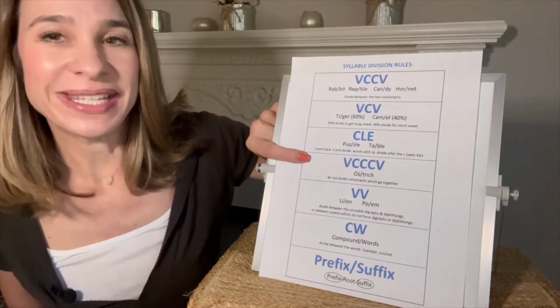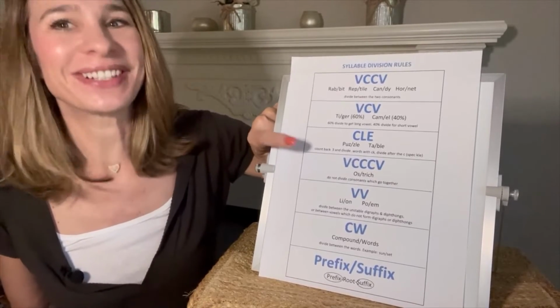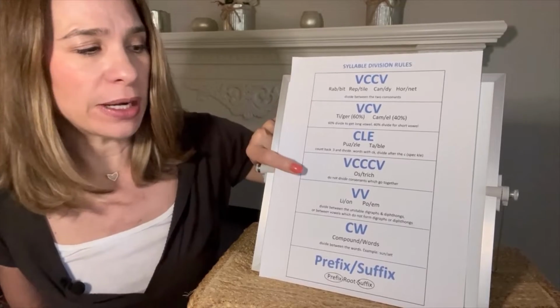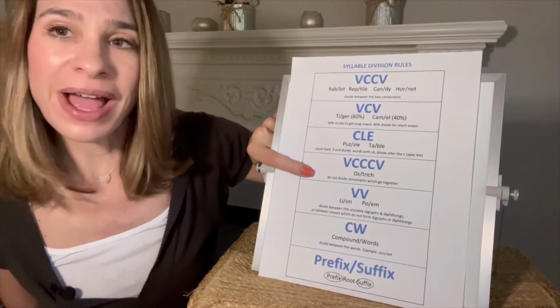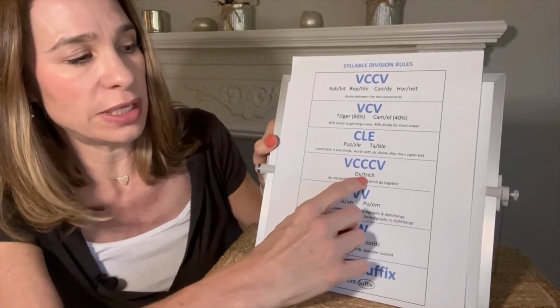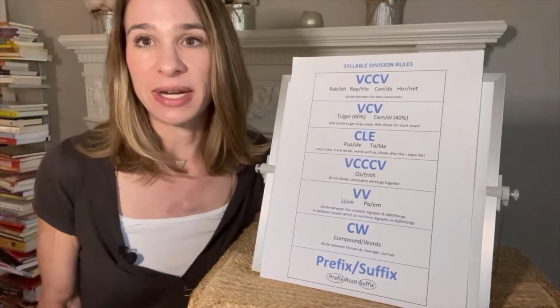Next we have the VCCCV words, vowel, consonant, consonant, consonant, vowel words. These we call ostrich words, and you do not divide consonants that belong together. As in ostrich, you would keep your TR together. So blends and digraphs stay together.